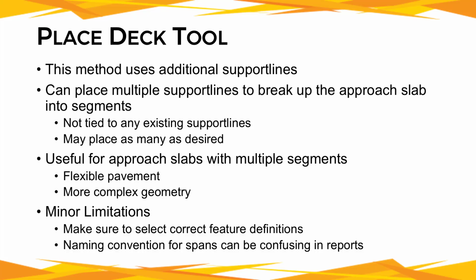While not really a major issue, it can just get a little bit confusing when reading reports because the nomenclature will start with the approach slabs as spans 1, 2, etc. So the user just needs to be aware of that potential mix-up and adjust accordingly when reviewing the reports.